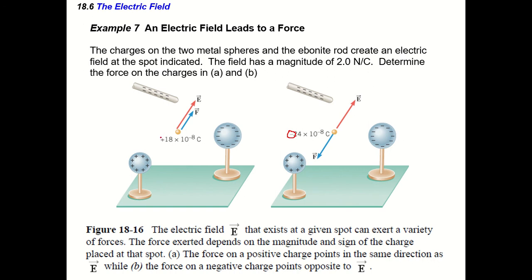So this one is positive. For A, the force on a positive charge points in the same direction as E. While for B, the force on a negative charge points opposite to E. So our E is going in this direction, and our F is going in the opposite direction.